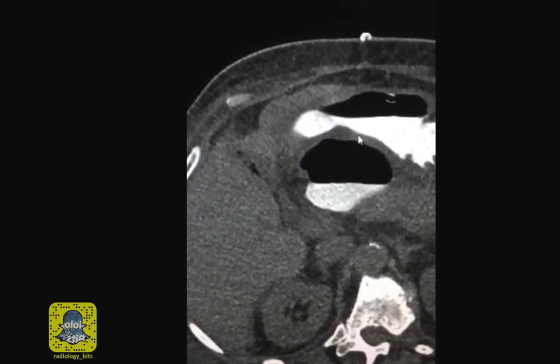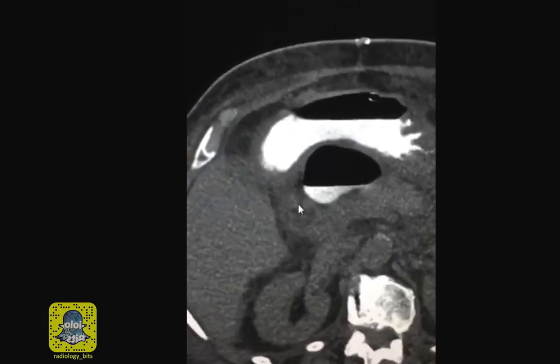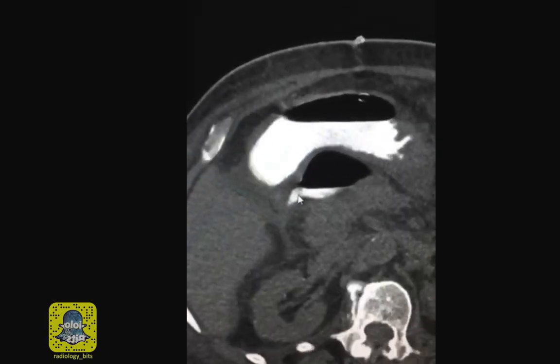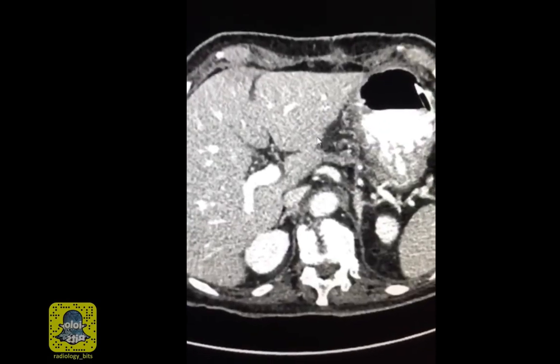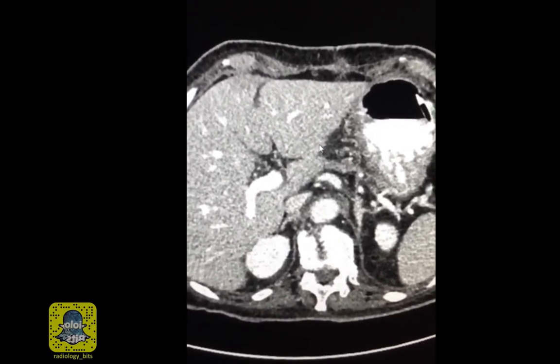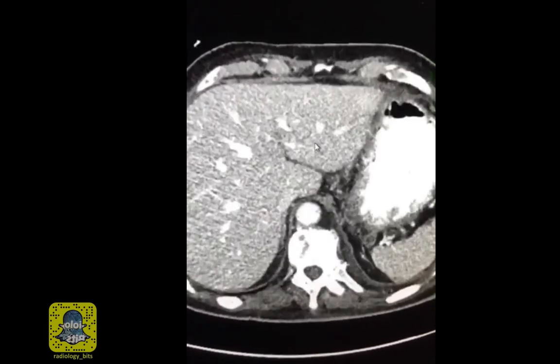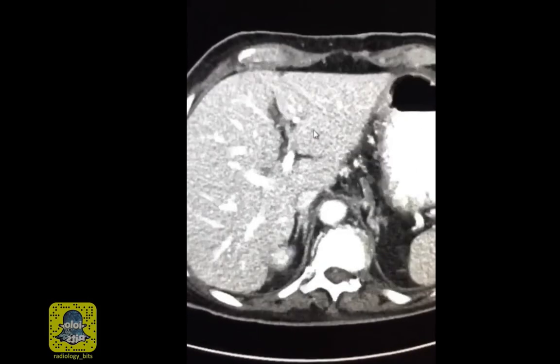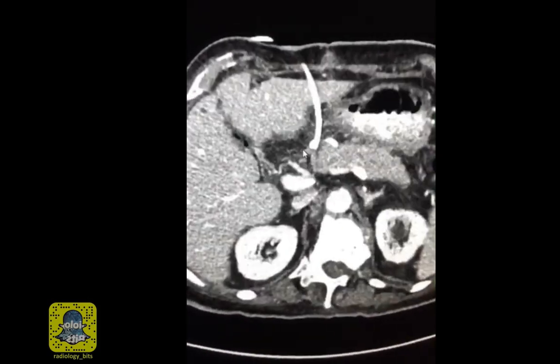This case was easy since we gave oral contrast that clearly showed the leakage through the first part of the duodenum, but this is also a good sign to look for. So this was a case of duodenal ulcer perforation that's detected on CT without contrast, only with oral contrast. To finish this quick case, let me show you the follow-up.